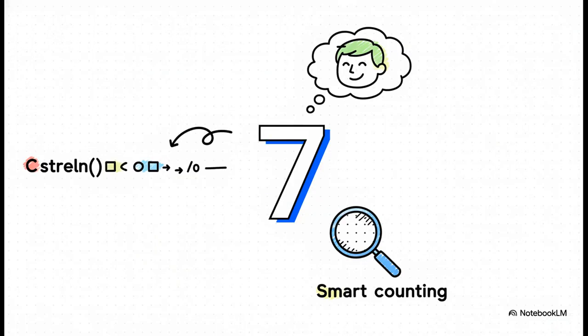That's right. The strlen function is pretty clever. It doesn't count that null terminator. It just counts the actual characters you care about, the ones you can see, and it stops right before it hits that \0 stop sign. So it gives you the length a human would expect, which is super helpful.